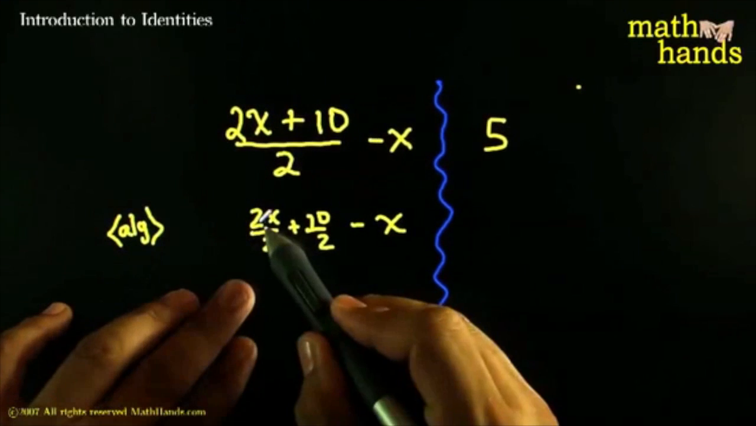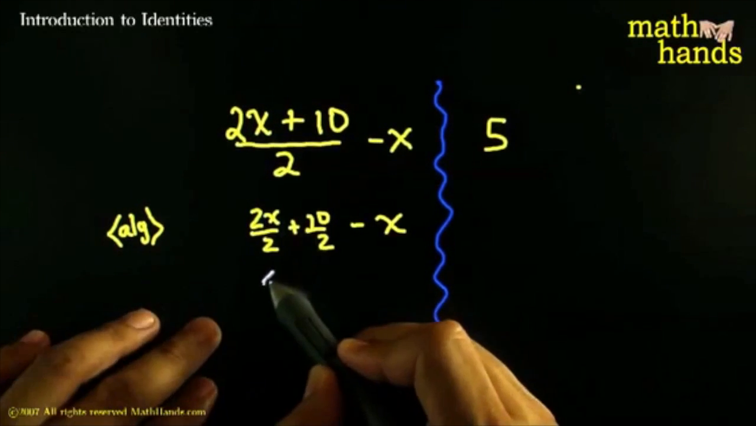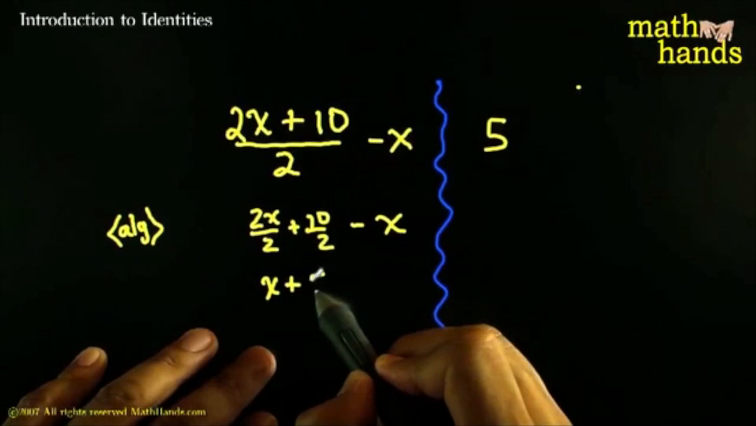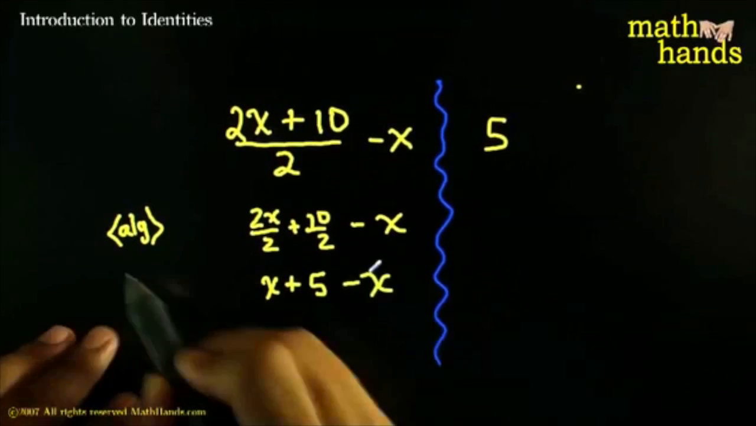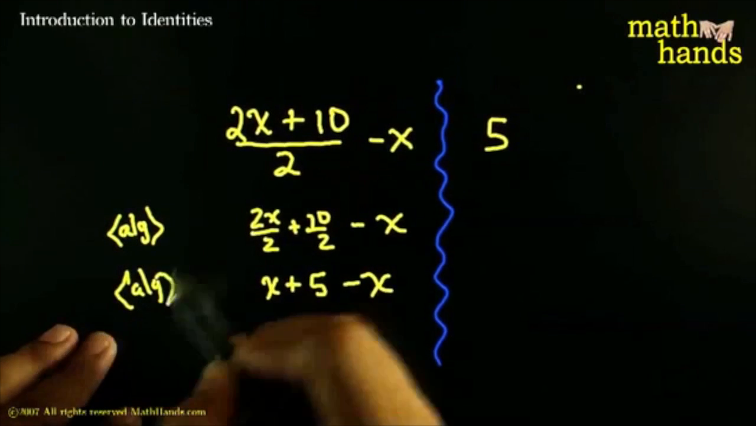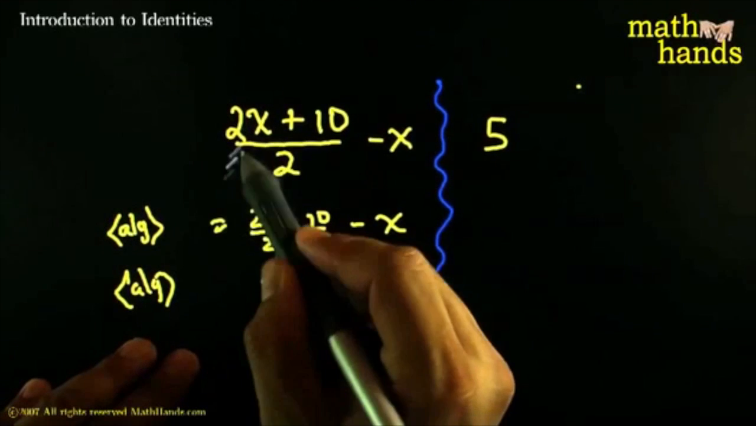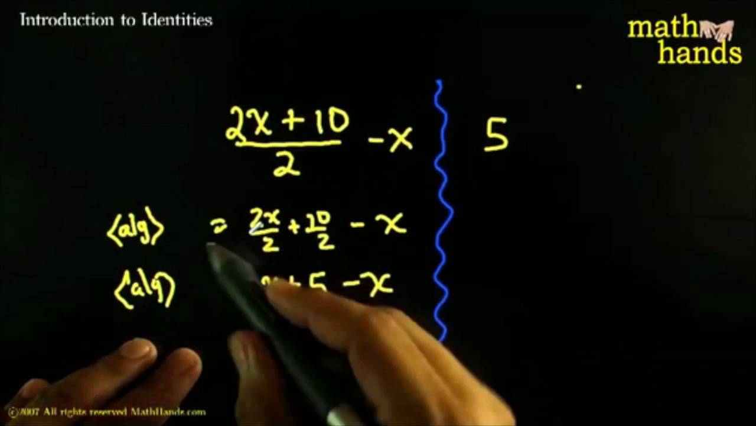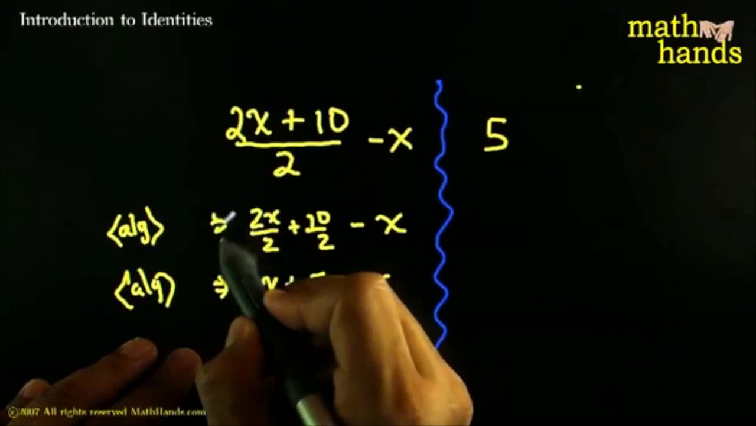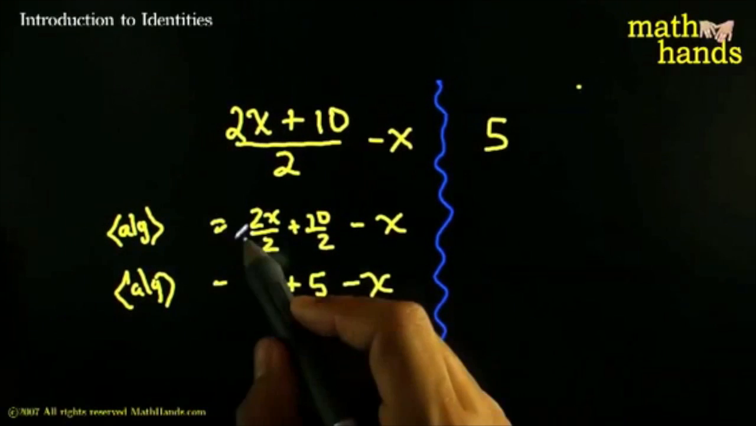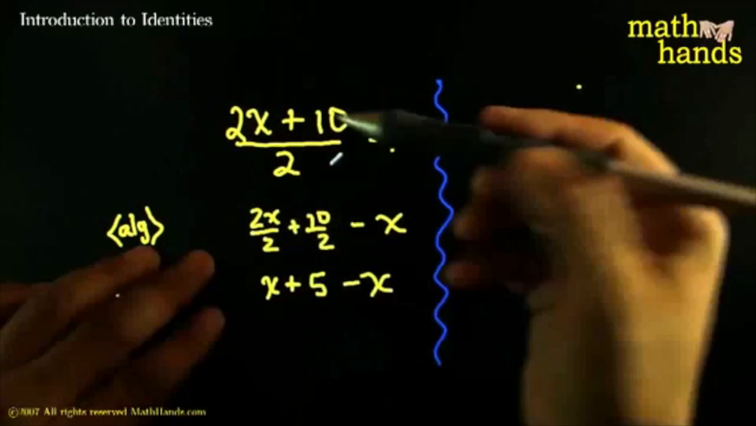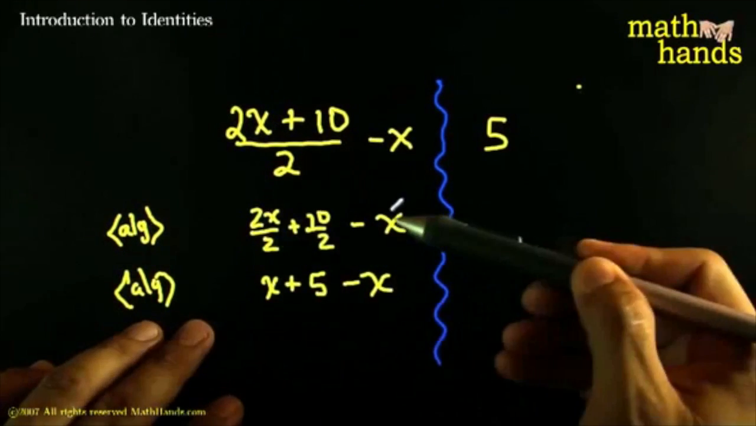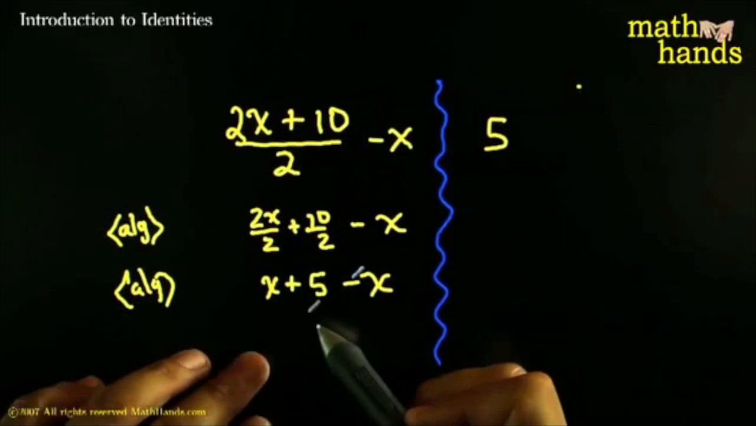I know my algebra. I know also that 2 times x divided by 2, that's just x. And I know that 10 divided by 2, that's just 5. And I know that this is minus x. Again, all I did is just a little algebra. I know that this guy equals that one. I know these two are equal, because all I did is simplify using algebra. I won't write anything. I'll assume that you understand that this line is equal to that one because of algebra. This line is equal to that one because of algebra.